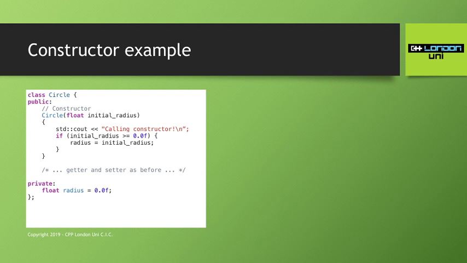The getter and the setter are just as we had them before. Not enough room on the slide. And then we have our private section. We have the radius with the default value of 0. 0 satisfies our preconditions. 0 is greater than or equal to 0. That's fine. If we are given an initial radius, we want to make sure that that also meets our conditions. If it doesn't, we're just going to ignore it and use this default value down here.